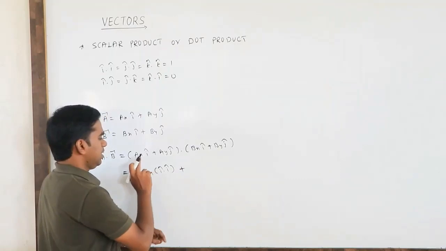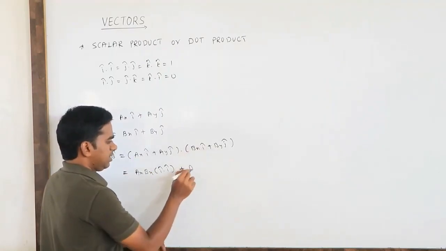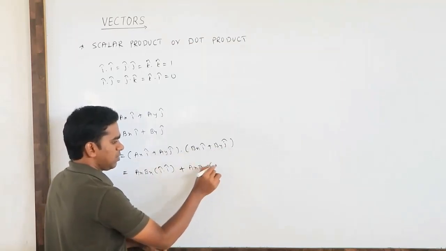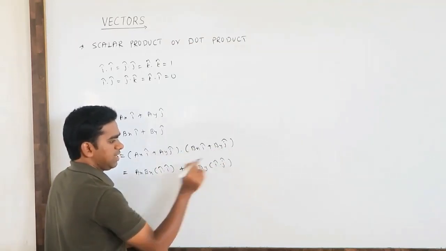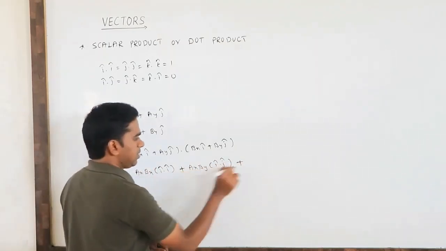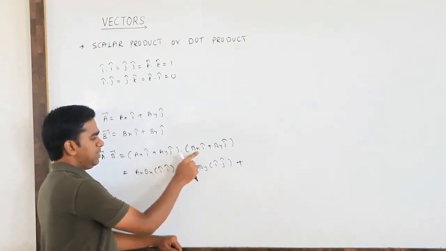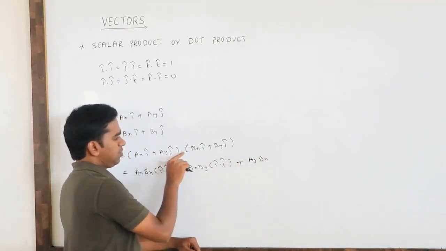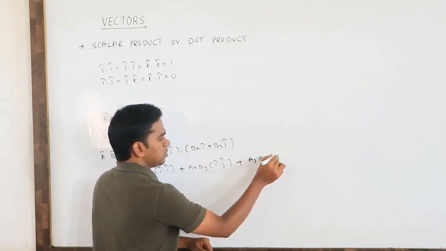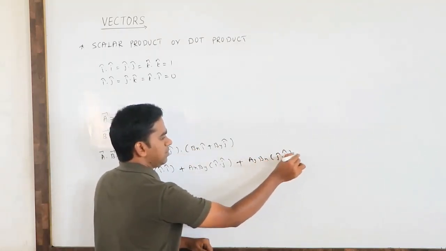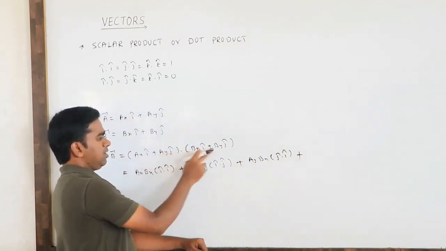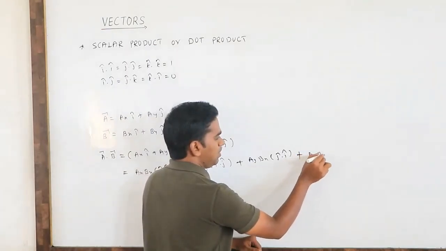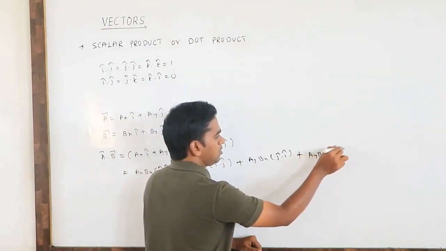Plus now ax with by: ax by, I cap is here, but here j cap, so I cap dot j cap. Next, plus ay bx, j cap dot I cap. Plus next ay into by, j cap dot j cap.